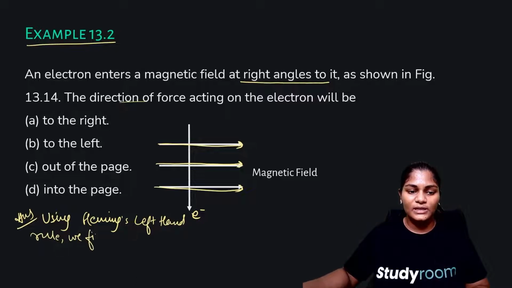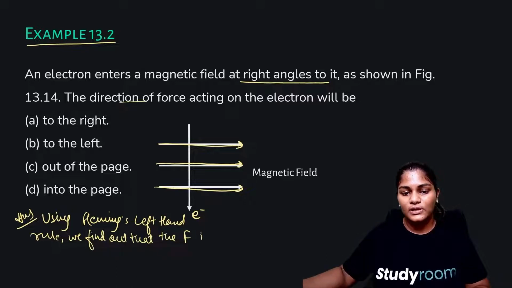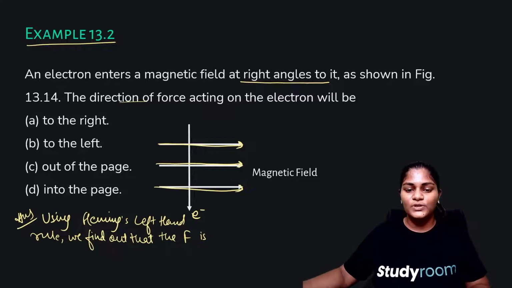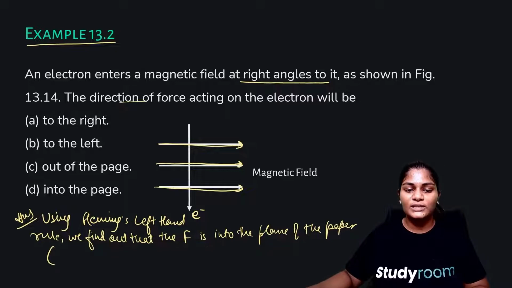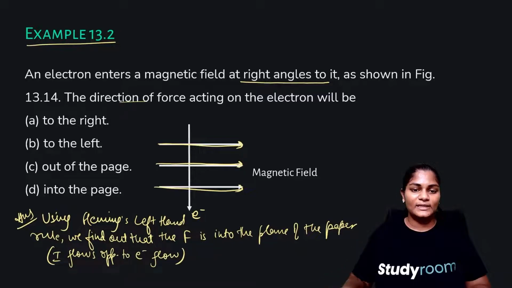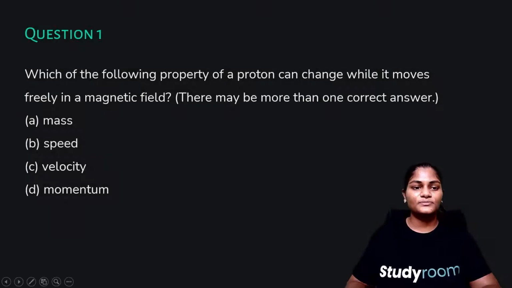We find out that the force is, you write the whole word, force is into the plane of the paper. And if you want to write an explanation for it, you write this also, that current flows opposite to electron flow. Okay, great. Let's move on.